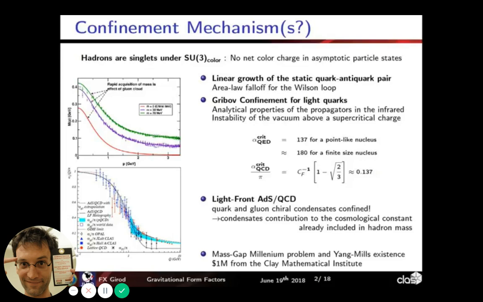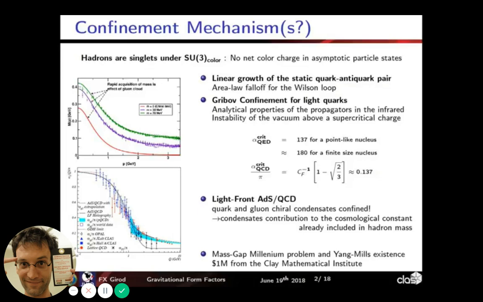Most of the points here, by the way, come from CLAS. There's also a curve here that was obtained by Brodsky and collaborators using light-front AdS/QCD. And in this scenario here, the quark and gluon chiral condensates themselves are confined. Now this has consequences in cosmology, namely for the cosmological constant. As you may know, the calculation of the cosmological constant in quantum field theory fails by 170 orders of magnitude. So this would resolve that particular problem.